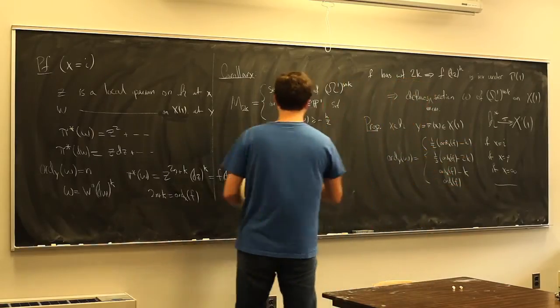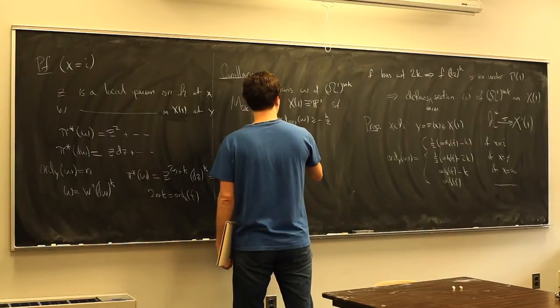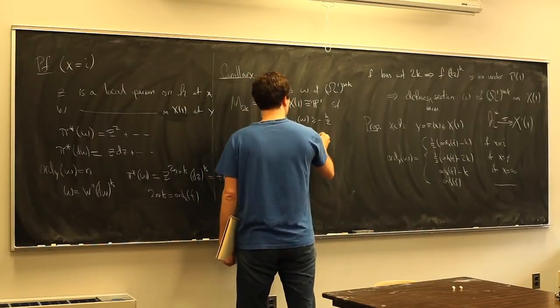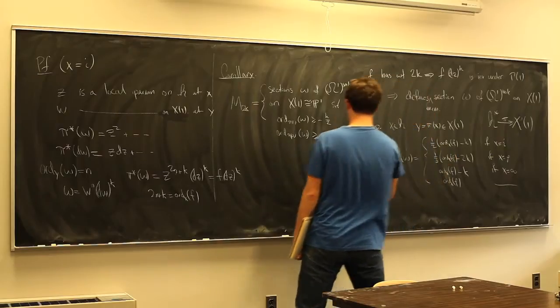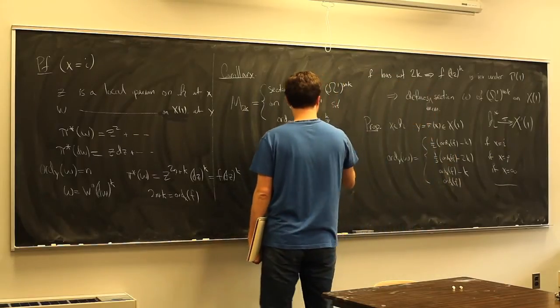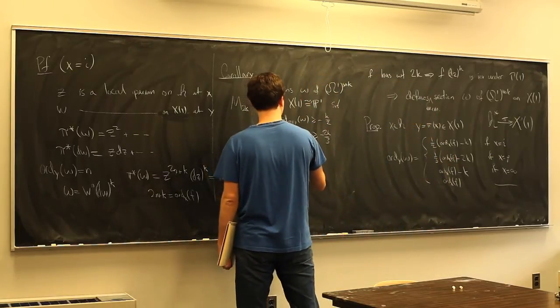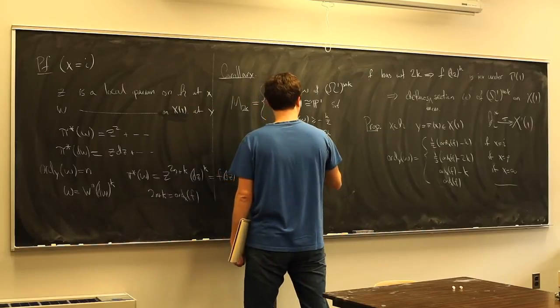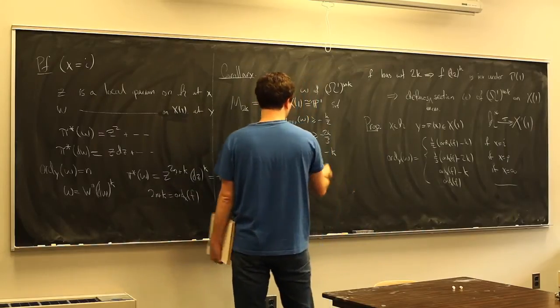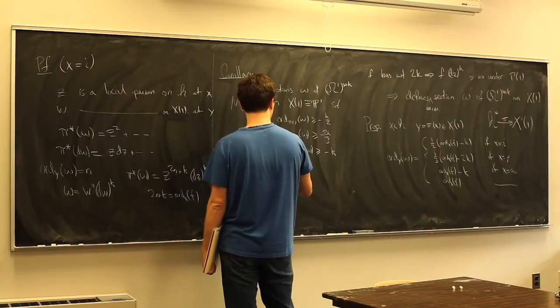And similarly, we want the order at pi of rho to be greater than or equal to minus 2k over 3. And we want the order at infinity to be at least minus k. And everywhere else we want it to be holomorphic.